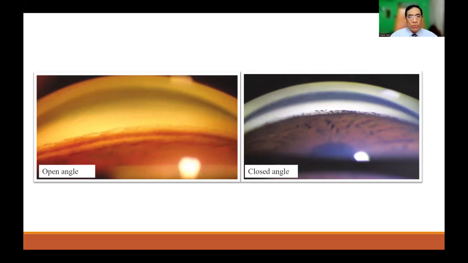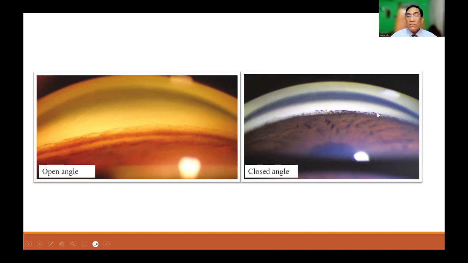Now, before going to the actual living eye, let us show some normal pictures of the angle, like an open angle. So you can see all the structures here: Schwalbe's line, anterior and posterior TM, then the scleral spur, and the root of the iris or ciliary body band.